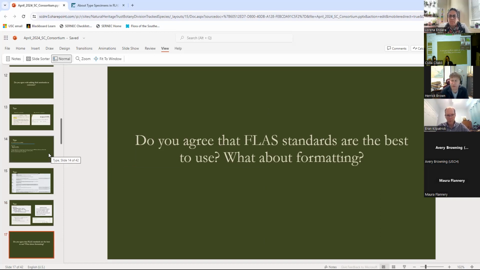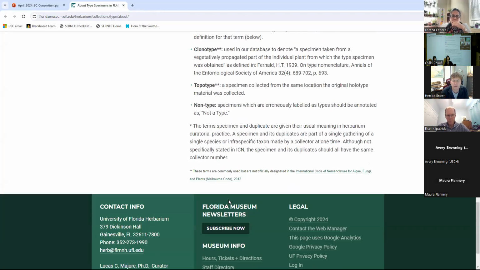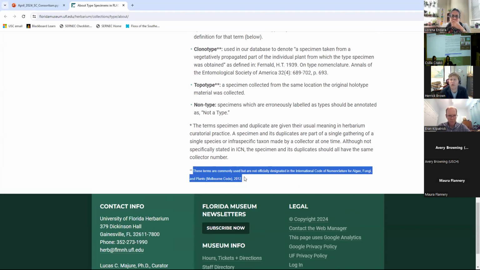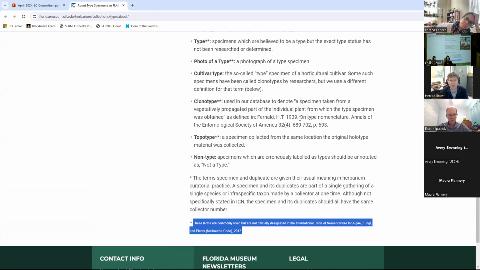Yeah, I'm confused as to what the double asterisk was. So he's saying there's a type and then there's a, oh, okay. Officially designated. So what is a clonotype? But just a plain type is not? Oh, so it has to be a holotype or something else like that. Okay.